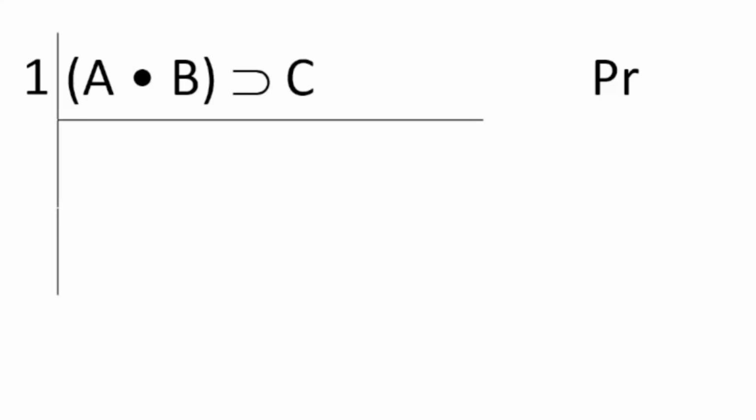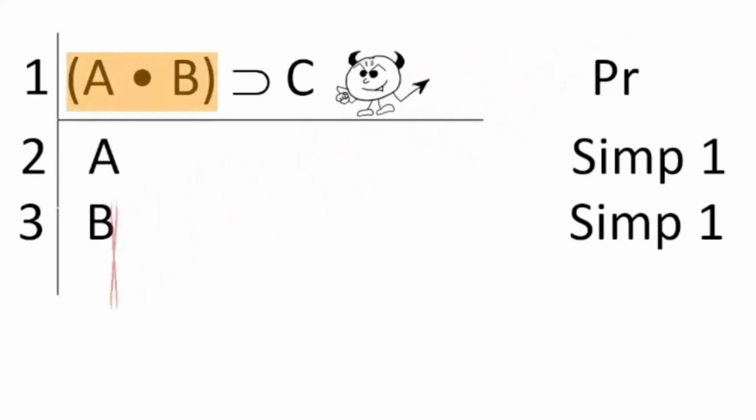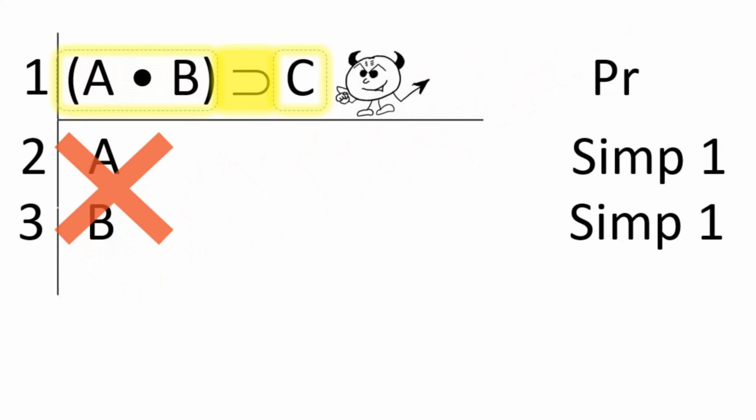The following proposition is a conditional. Its antecedent is a conjunction. We must not apply simplification to a component, an antecedent in this case. When simplification looks at this proposition, it doesn't see the conjunction. All it sees is the conditional.